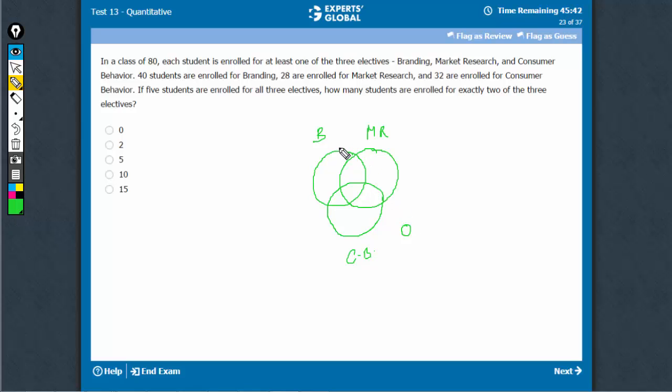Then this says 40 in branding, 28 in market research, 32 here. Okay. 5 are enrolled in all 3. Okay. The question is asking how many are enrolled in exactly 2.